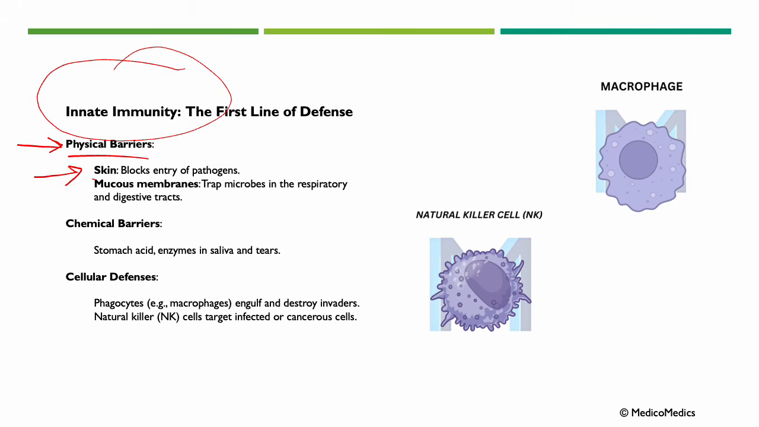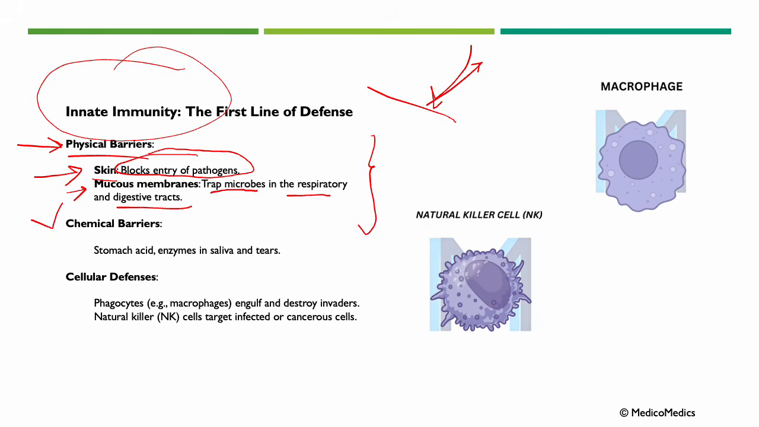So in our innate immunity, we have physical barriers. That includes, first of all, our skin. This is a first line of defense against the entry of pathogens. So things that want to come in and cause damage, our skin repels or protects us against. We also have mucous membranes that trap microbes in the respiratory tract and in our digestive tracts. So these are some physical barriers. Then we have chemical barriers like our stomach acid. We have enzymes in our saliva and our tears. These also help break down and repel pathogens.